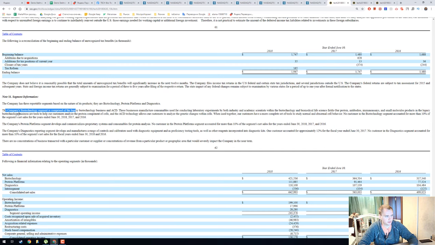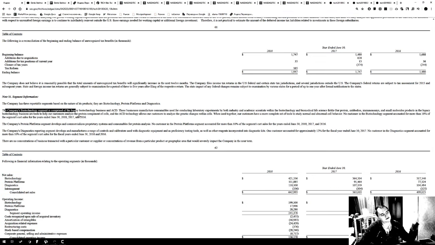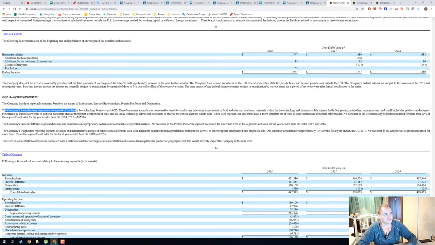And it's really interesting because we have lots of companies that analyze protein in some cell research. And they have really good diversification because they don't have any customer who provides more than 10% of sales. The protein platforms segment develops and commercializes proprietary systems and consumables for protein analysis. And they don't have any customers that provide more than 10%, and it's really good. And the diagnostics segment is quite the same.